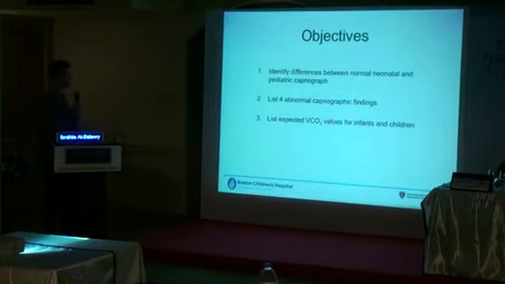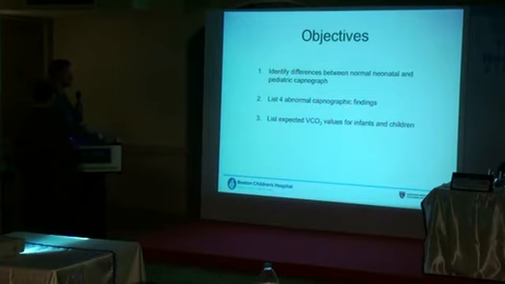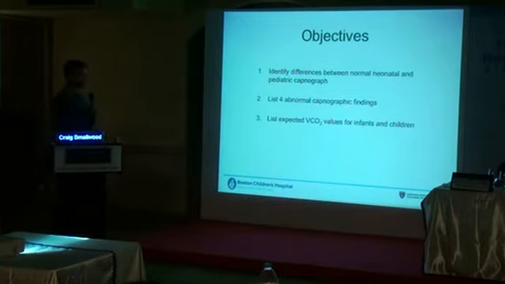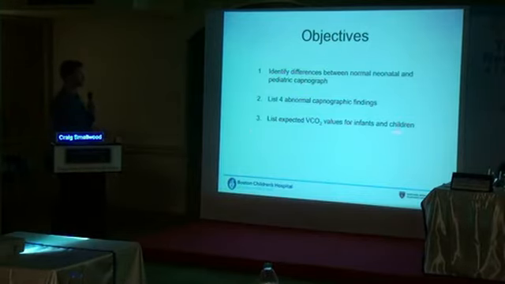So we're also going to talk about abnormalities. There are all kinds of abnormalities in terms of what a capnograph looks like, but I'm going to talk about 4 that I think are important and kind of my favorites, and then list expected VCO2 values, and that's really a little bit of an overlap with some of the talk I had earlier today.